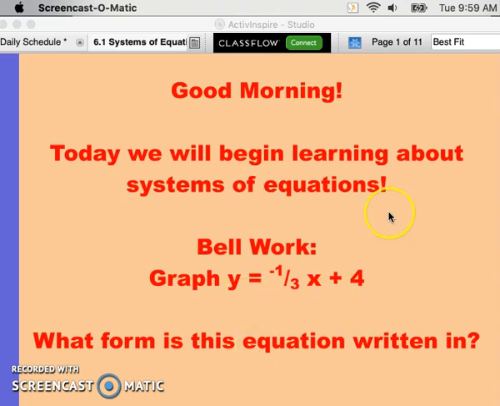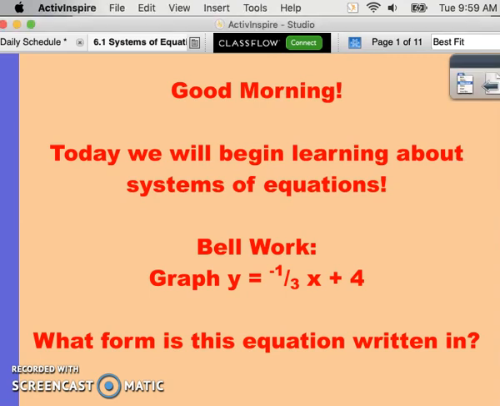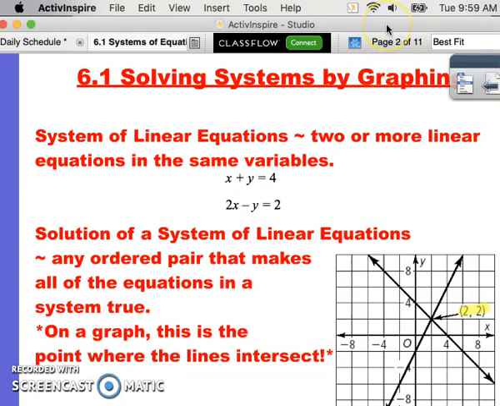A system of equations is just two or more linear equations that have the same variables, meaning they both have x and y, or whichever variables, but you have to have two variables. A solution of a system of linear equations is any ordered pair that makes all of the equations in a system true. So on a graph, it is the point where the lines intersect. So these two lines intersect at 2, 2, so the solution would be 2, 2.